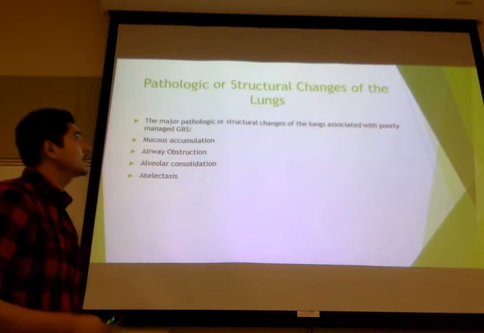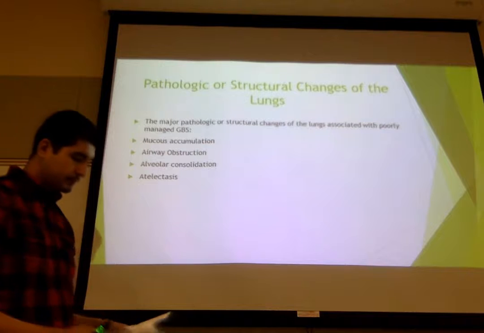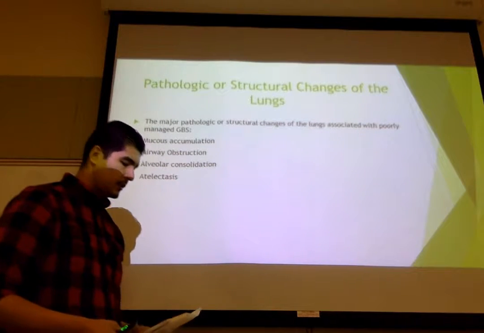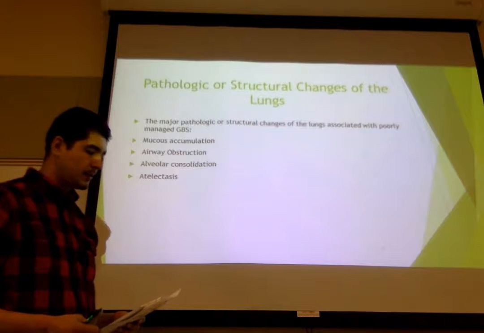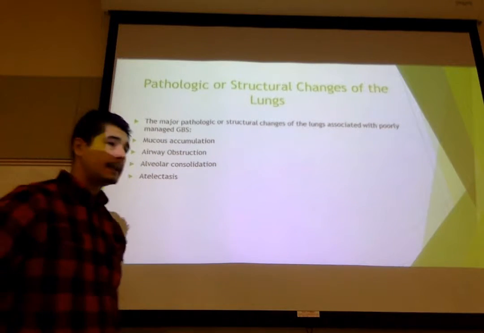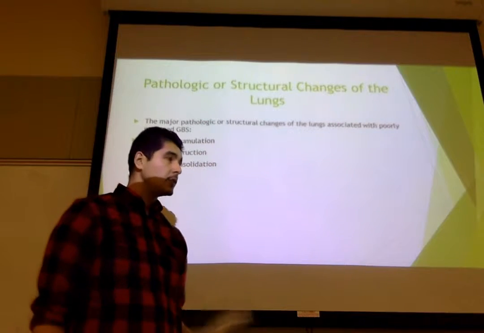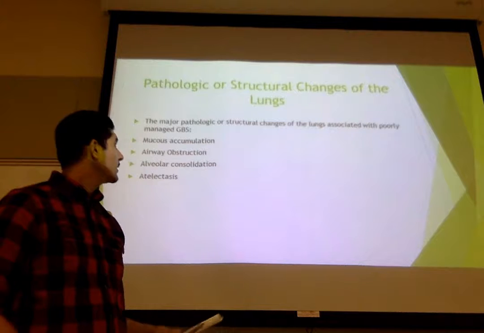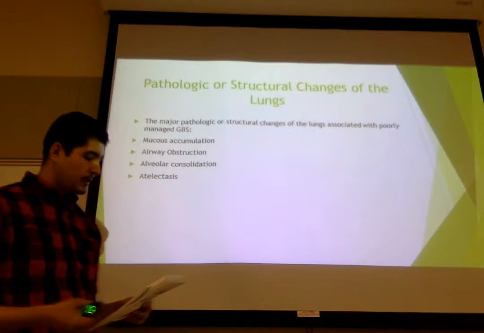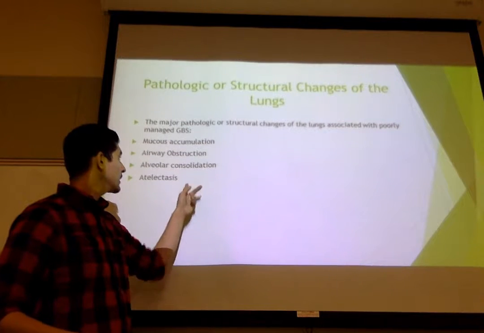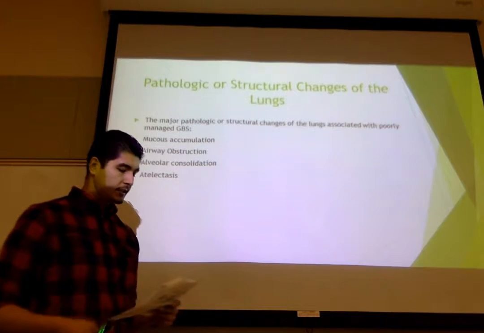So what are the pathological structural changes of the lungs? The major pathological structural changes of the lungs associated with poorly managed Guillain-Barré include mucus accumulation. The patient cannot cough, they can't clear their own mucus, so that leads to an accumulation, which again will lead to airway obstruction because there's no way to clear that mucus, alveolar consolidation, and eventually atelectasis.